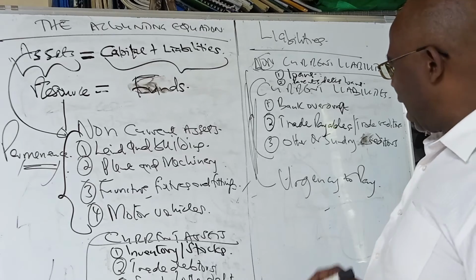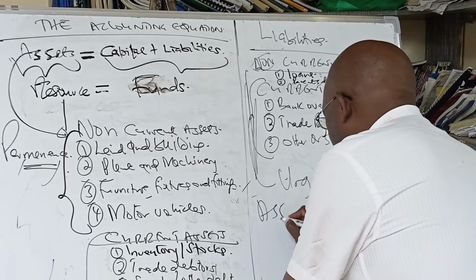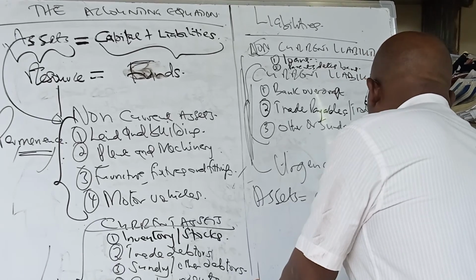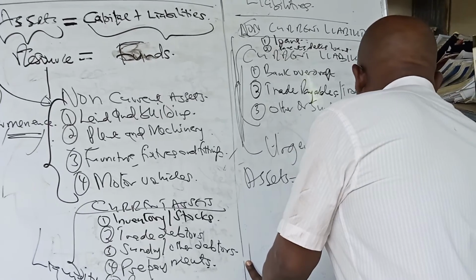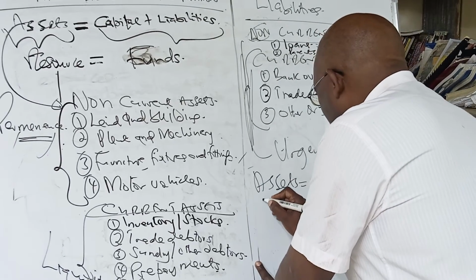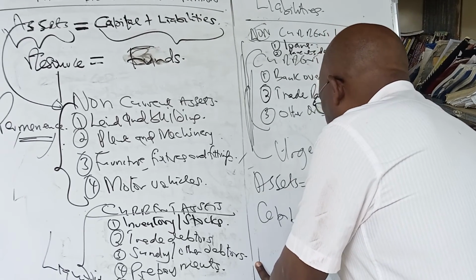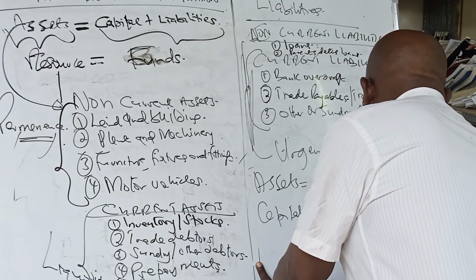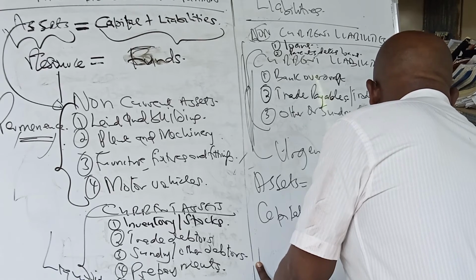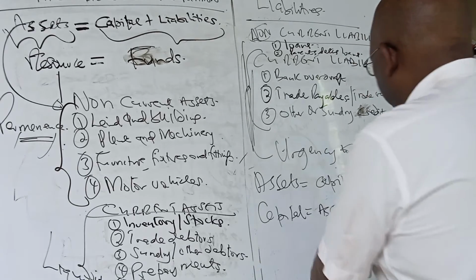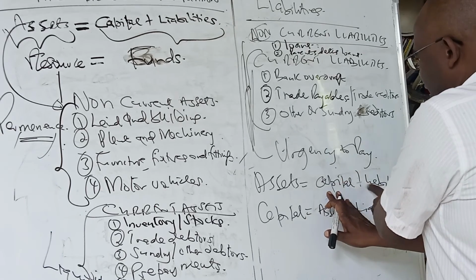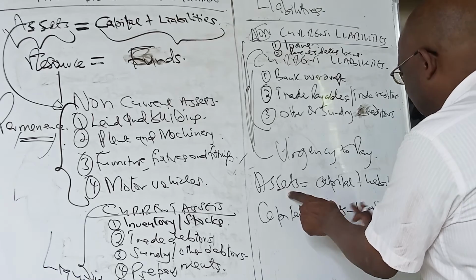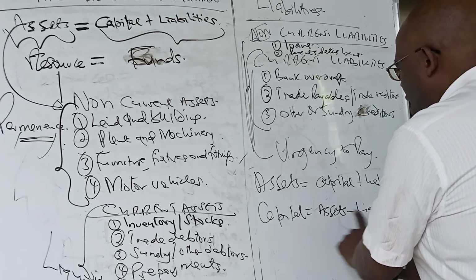Now, what you will realize, we are saying assets is equal to capital plus liability. We are therefore saying capital is equal to assets minus what? Minus liability. These are simple mathematics. If you subtract liabilities from both sides, you'll be left with the capital this side. And therefore we say capital is equal to assets minus liabilities.